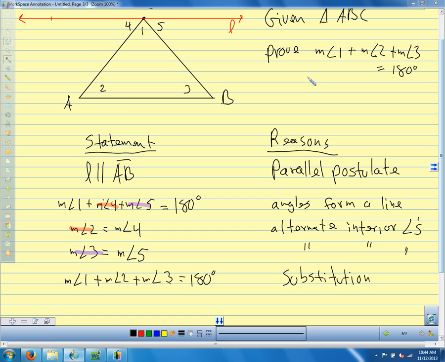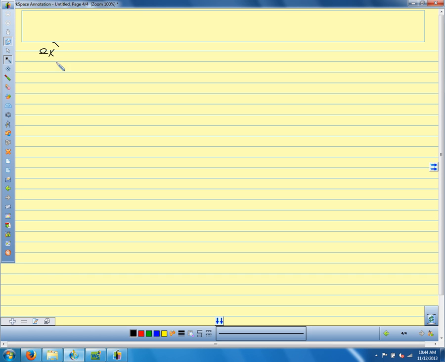All right, let's look at an example of how we might use the triangle sum theorem. So here's a triangle, and we want to find a bunch of missing information.